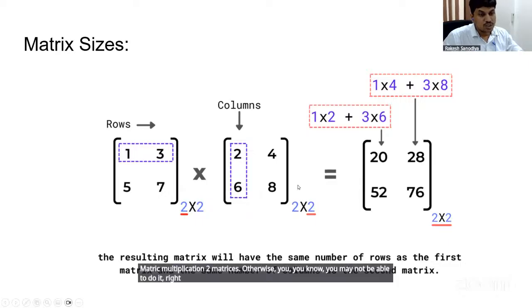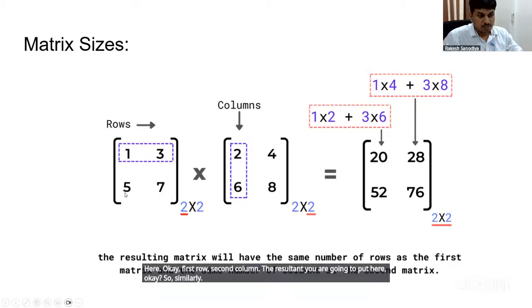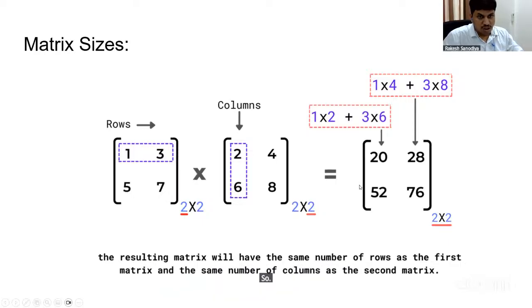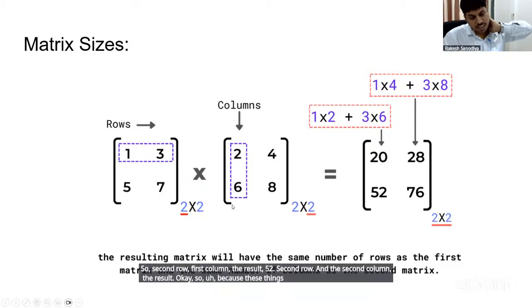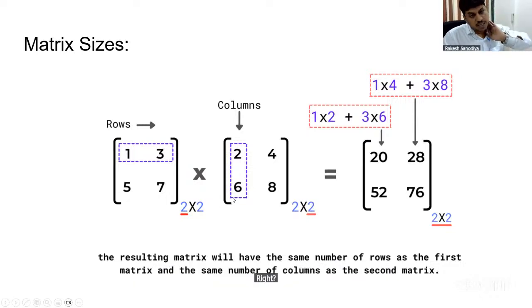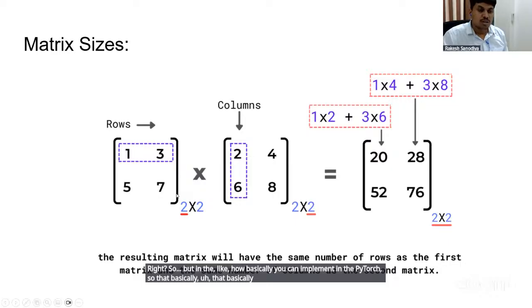So how do you perform the matrix multiplication? Let's say 1 and 2 is there, right? First row, first column, the result you are going to put here. First row, second column, the result you are going to put here. Similarly for second row, first column, the result, and second row, second column, the result. You have already seen these things, right? But how you can implement it in PyTorch, that I am going to tell you.